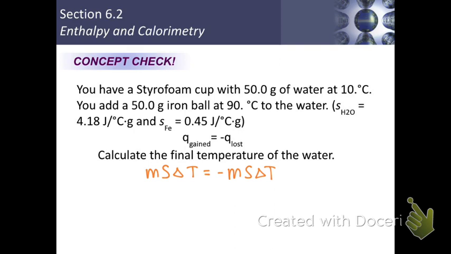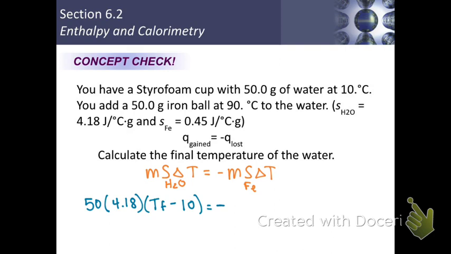So let's set up our equation here. I'm going to call this side over here the side that's gaining energy. So for me, this would be my water side, and this side would be my iron side. And then I'll just start plugging in the numbers that I have. So water has a mass of 50 grams. It has a specific heat of 4.18. And then we've got temperature final, which we don't know, minus temperature initial. That's all going to equal what's happening with iron.